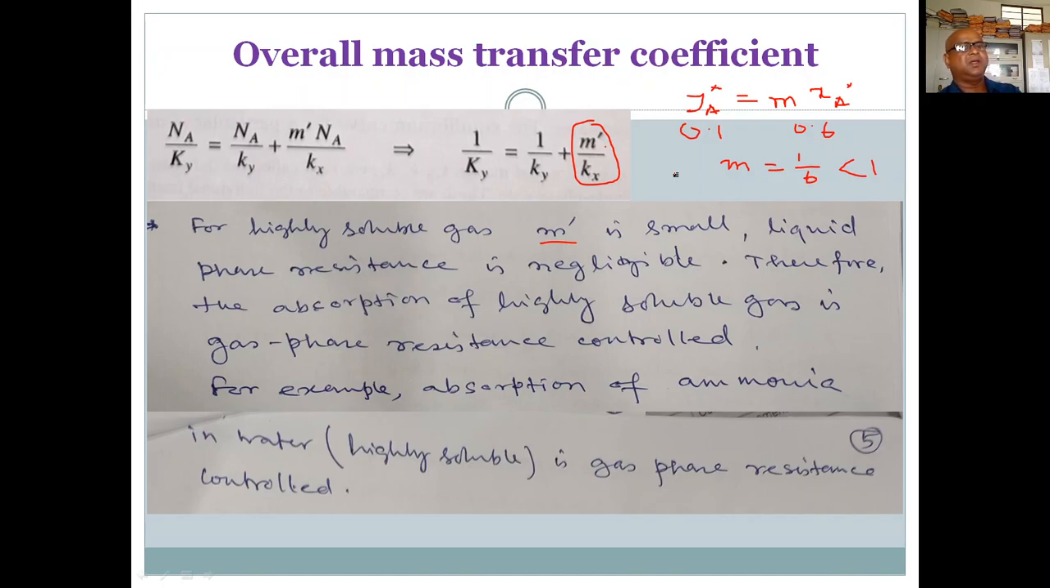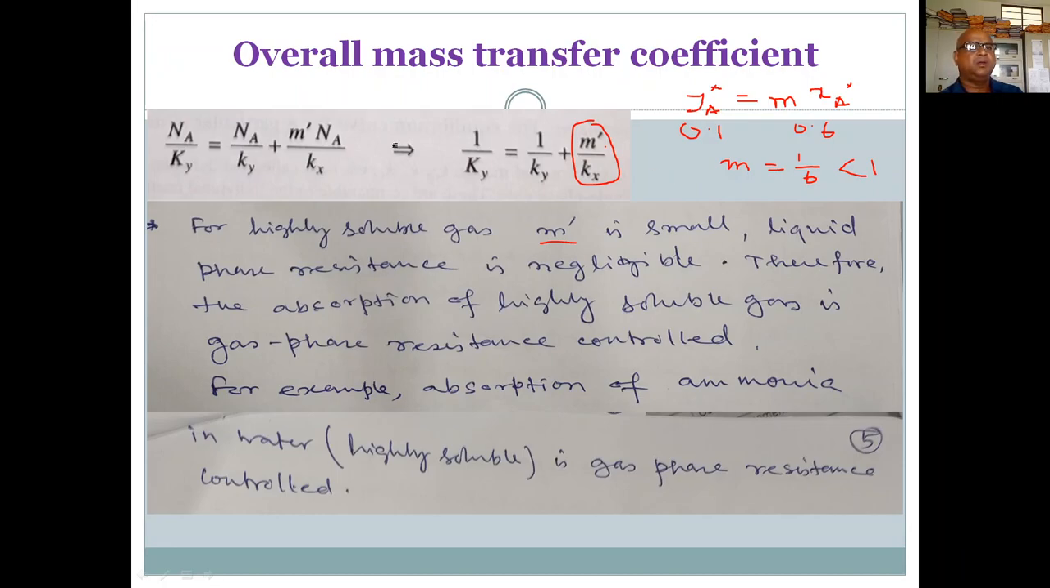I have to concentrate on the gas phase side. Why? Let's say I increase the air velocity so that the boundary layer thickness decreases. Then the mass transfer coefficient of the gas phase will increase. Because the liquid phase resistance is very negligible, I need not stir the liquid phase. If there is resistance from the gas phase side, I will make more stirring in the gas phase, not in the liquid phase. Stirring the liquid phase, nothing will happen because there is no resistance.